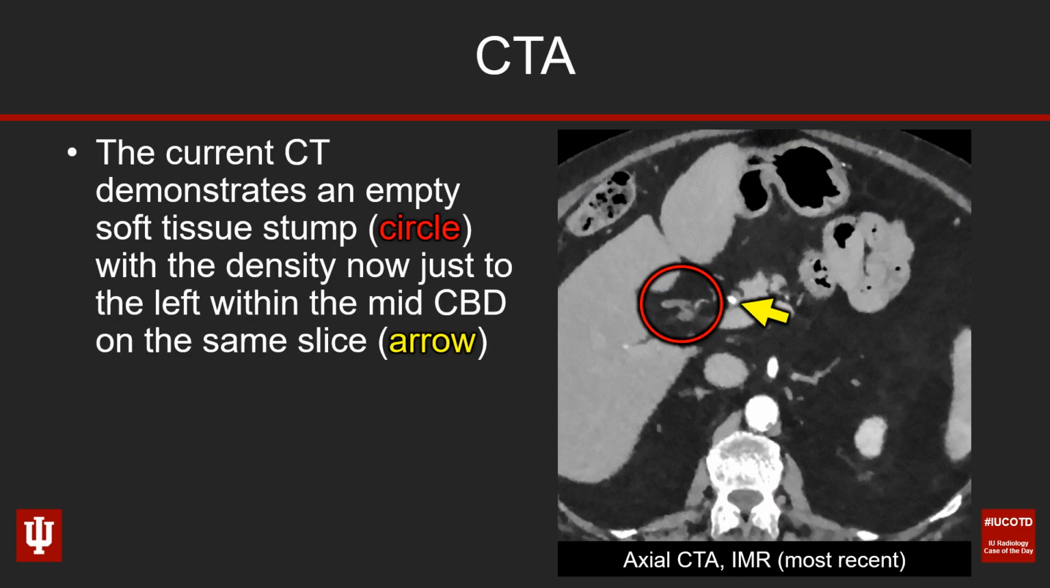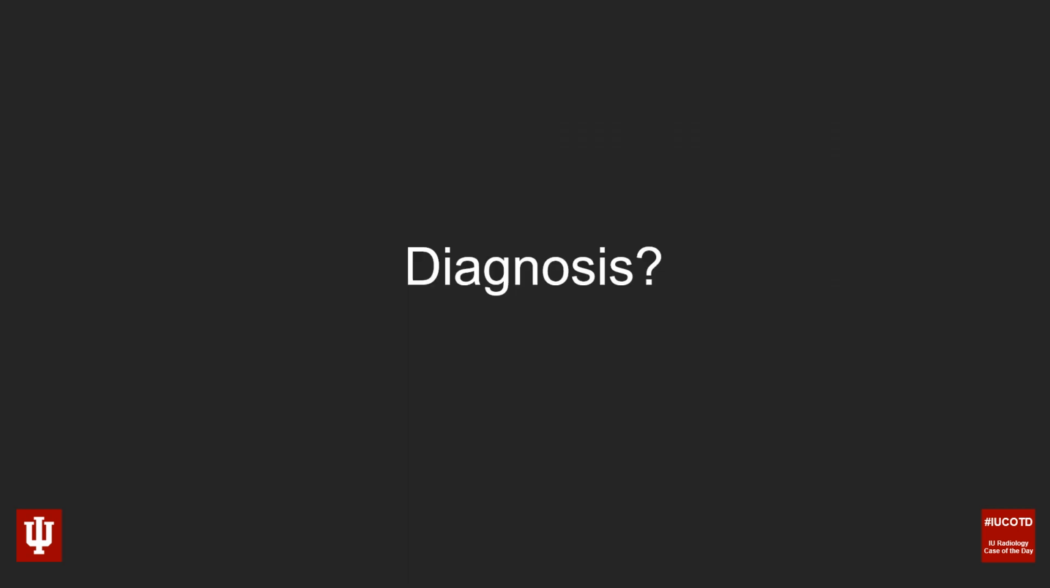Now we're fast forwarding to the patient's most recent CT exam. And here we can see that in that same area we no longer see the density, and all we see is a soft tissue stub. But just to the left of this, at the level of the mid-CBD, we can see that the density is there now. So what's your diagnosis?